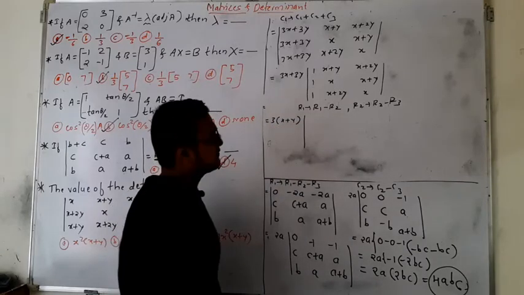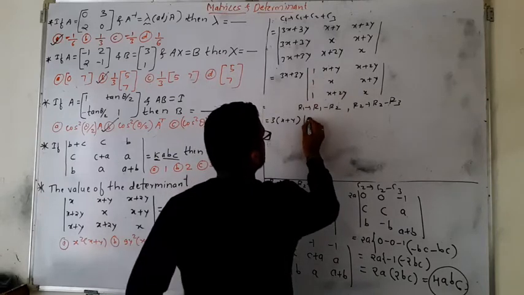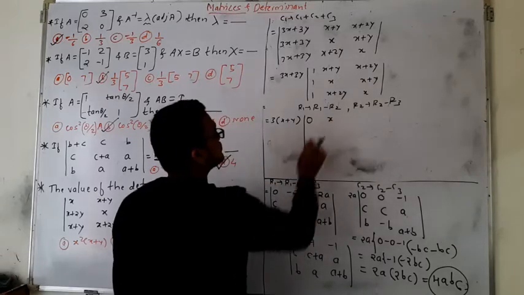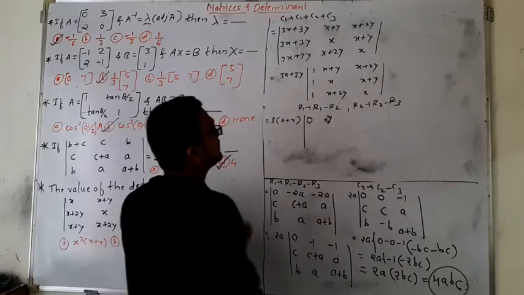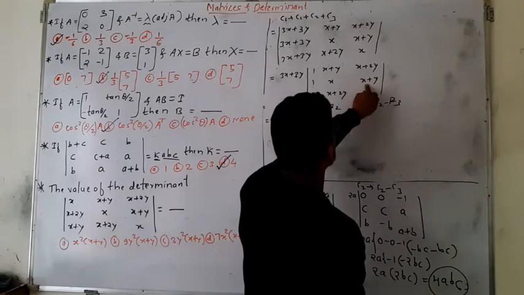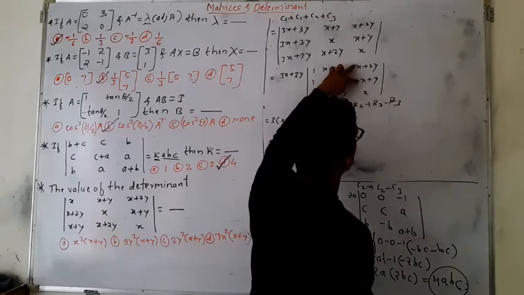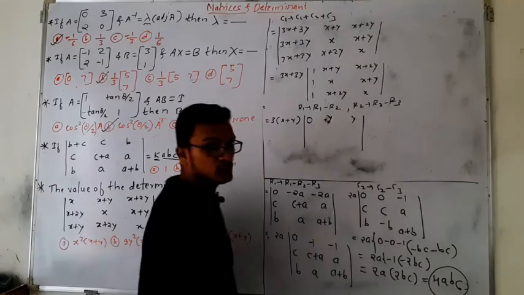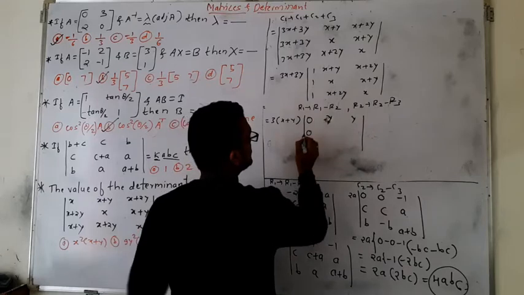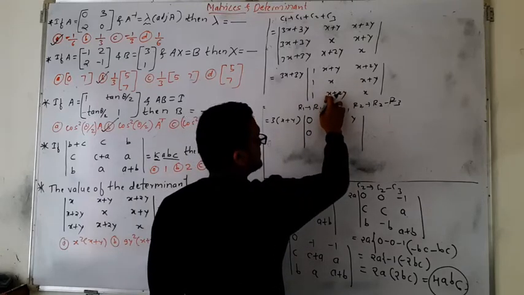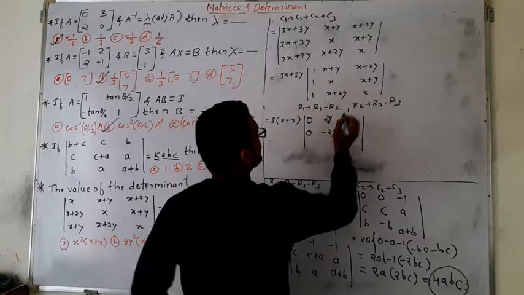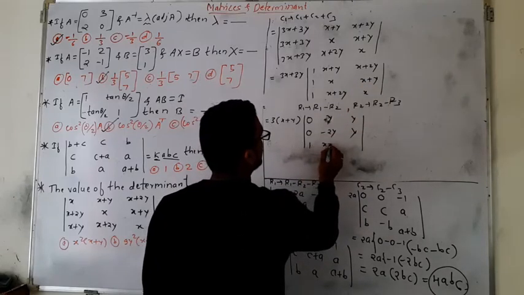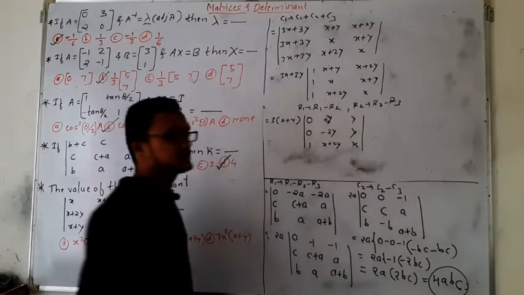Okay, apply the operation R1 minus R2, 1 minus 1 0, x plus y minus x, so left with y. Okay, here x plus 2y minus this means minus x minus y. So this will get cancelled. 2y minus y, it is y. Next R2 changes to R2 minus R3. 1 minus 1, 0. This is x and this x get cancelled, left with minus 2y. X get cancelled, left with y. And this is 1, x plus 2y, x.